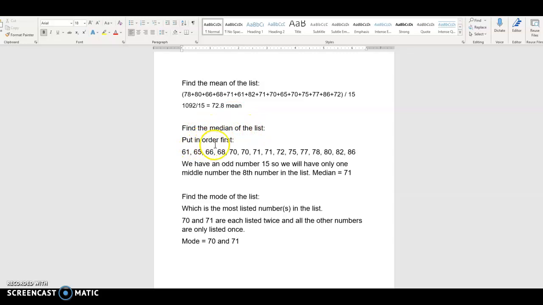Then to find the median, we have to first put them in order. So I put them in order from smallest to largest. And we have an odd number, so we're only going to have one middle number. There are 15 numbers, so the 8th number is the middle number, and the median is 71. Now to find the mode of the list, which is the most listed number in the list, I can see that 70 is listed twice, 71 is listed twice, and no other numbers are listed more than that. So I have two modes, 70 and 71, which makes this a bimodal list. So hopefully by using this example, you'll be able to find the mean, median, and mode of any list that will be given in the TEAS test.